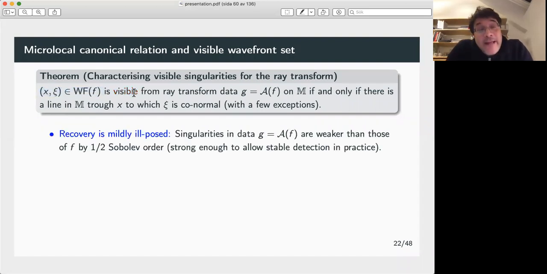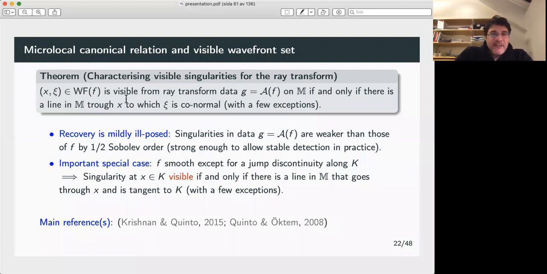And not only that, the recovery is actually mildly ill-posed. So even in the limited data case, there are some technical exceptions here, which I'm bypassing. The recovery is essentially as ill-posed as regular filtered back projection in a fully sampled data setting. So you can actually do this recovery using standard techniques from sampling theory.